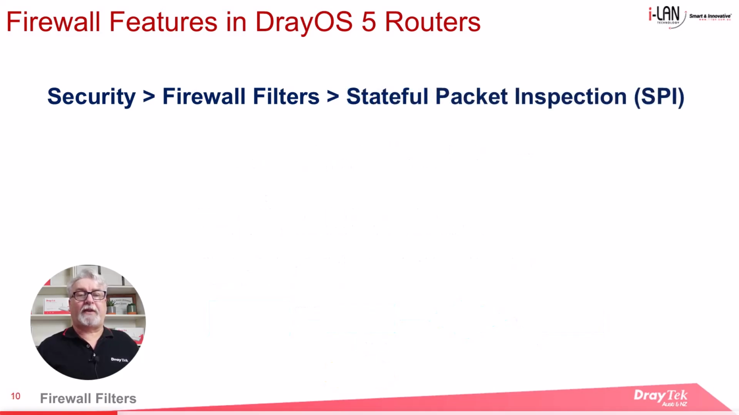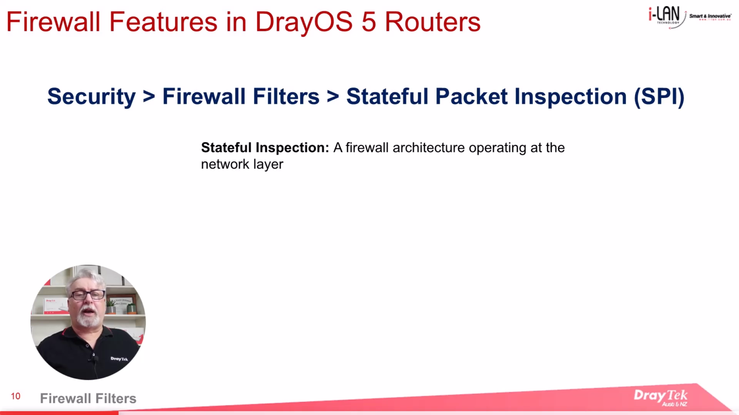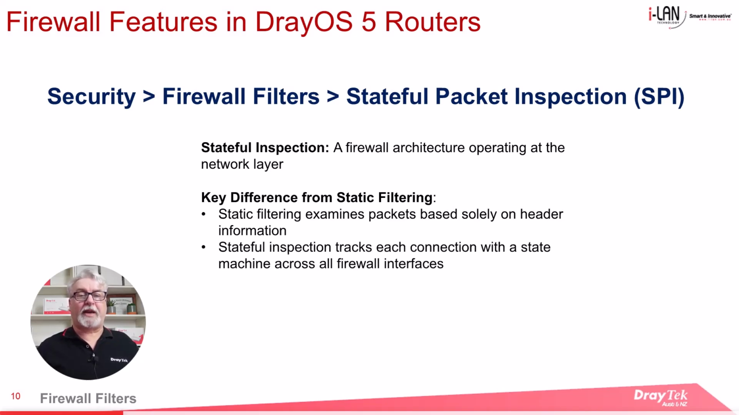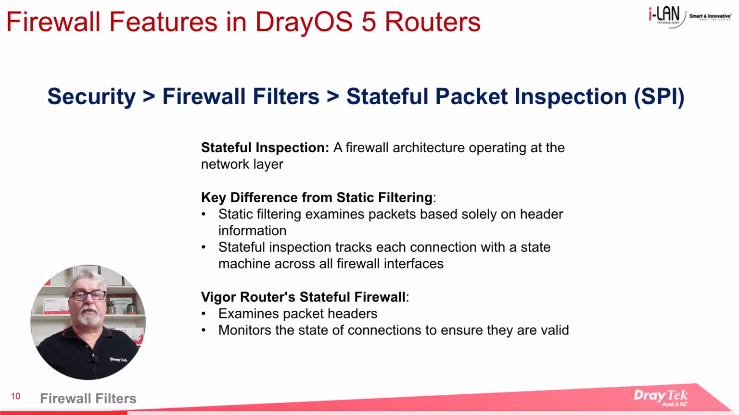The next feature is stateful inspection. This is a firewall architecture designed to operate at the network layer. Unlike traditional static packet filtering, which only examines packet headers, stateful inspection uses a state machine to track the status of each connection across all firewall interfaces, ensuring they are valid and secure. The stateful firewall in Vigor routers goes a step further by not only analyzing packet headers, but also monitoring the state of each connection for enhanced security and reliability.